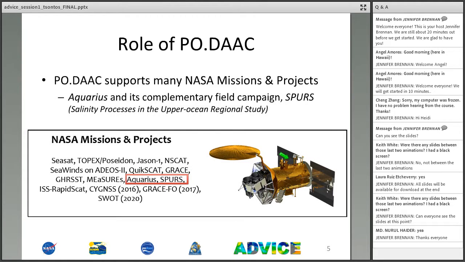Okay, so as mentioned, PO.DAAC has supported the archival and distribution of Aquarius, but related to salinity, we also archive and distribute the NASA SPURS Salinity Field Campaign data. That is available via the PO.DAAC. And of course, we archive physical oceanographic satellite data for a range of NASA missions and projects that are listed here.